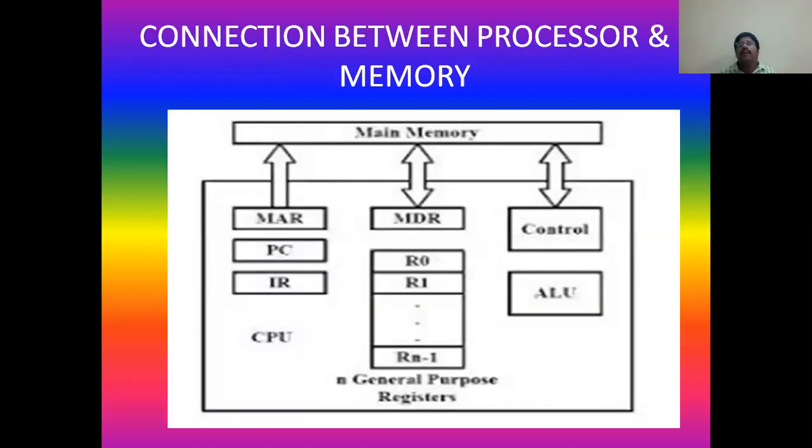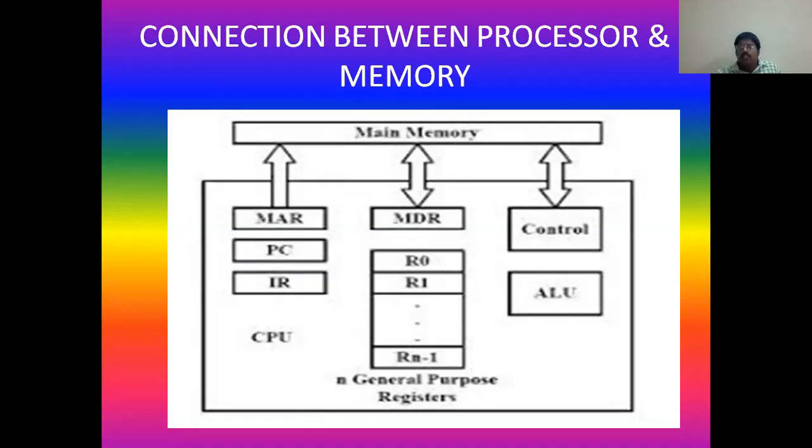Next, this is the main architecture, the connection between the processor and the memory. A processor means the central processing unit. Here, the control unit and the ALU, meaning the arithmetic and logical unit, together form a processor. So how are the processor and memory going to be connected?